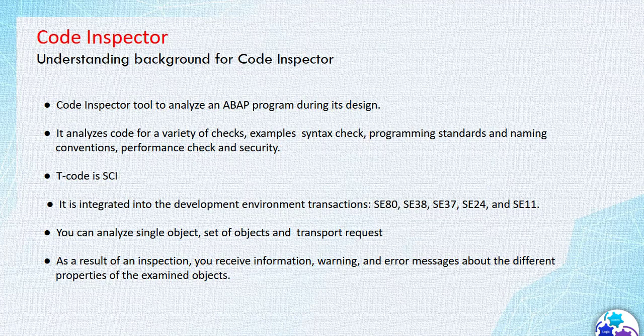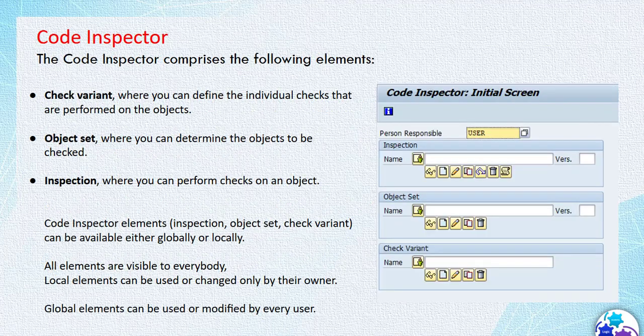Like the extended program check output, as a result of Code Inspector, you receive information, warning, and error messages about the different properties of the examined objects. Code Inspector comprises three elements: check variant, object set, and inspection.